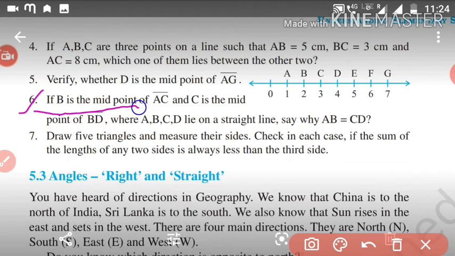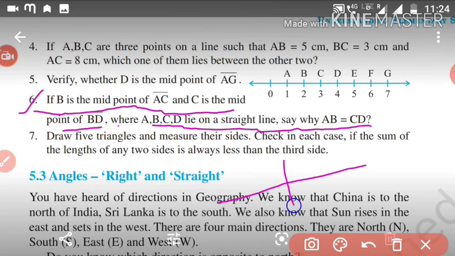Question number 6. If B is the midpoint of line AC, and C is the midpoint of line BD, whether ABCD lie on a straight line, say why AB is equal to CD. Okay, now it is given B is the midpoint of AC. Again C is the midpoint of B and D. Okay, D will be somewhere here, isn't it?